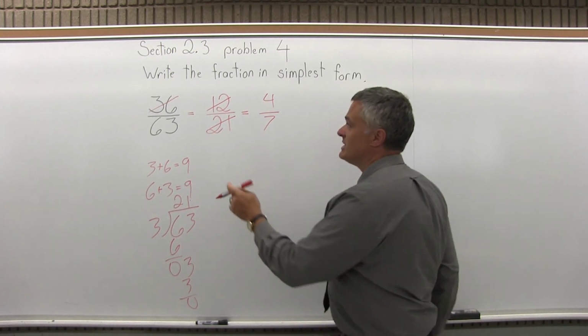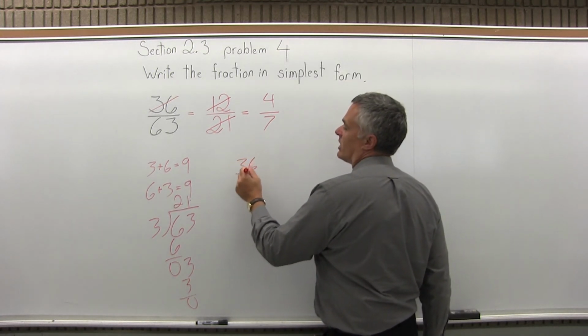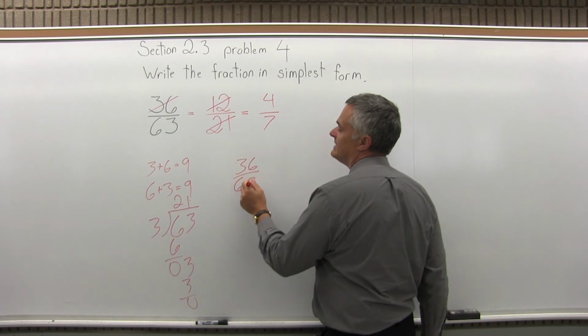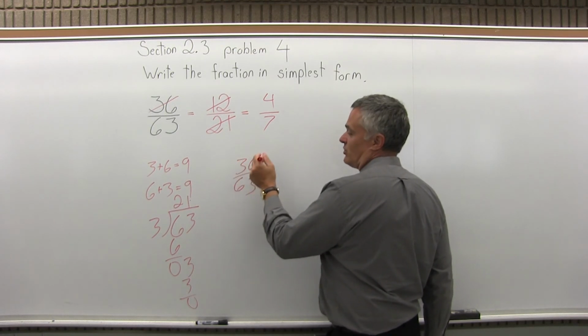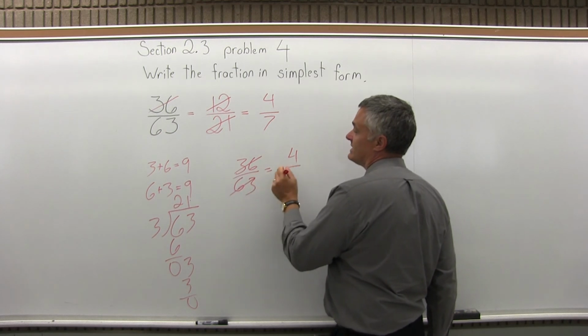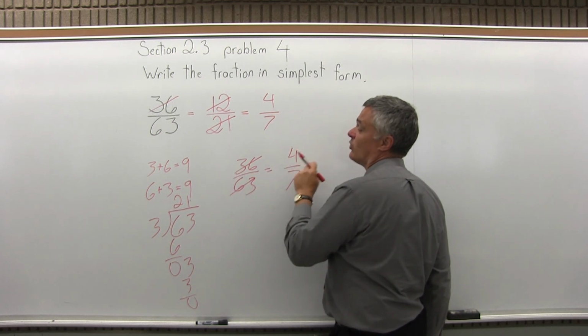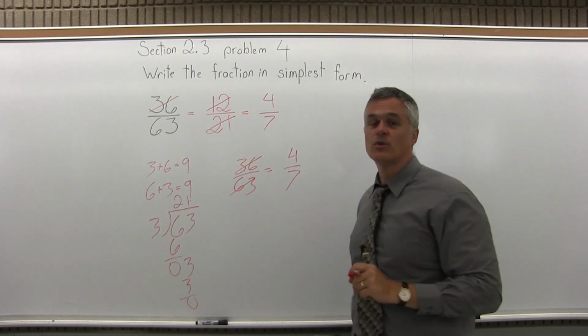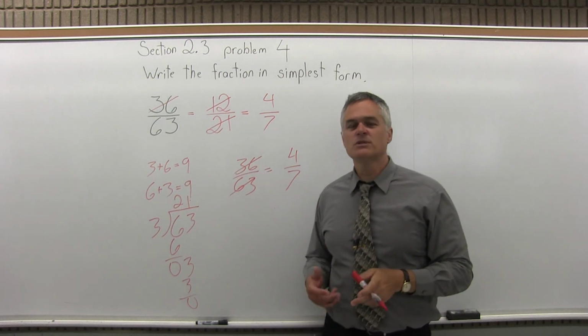Now again, I mentioned that I knew 9 would work. So if you happen to see the 9, 9 goes into 36 4 times, 9 goes into 63 7 times. You'd get the same result in one step instead of 2. But if you don't see it right away, 2 steps is okay.